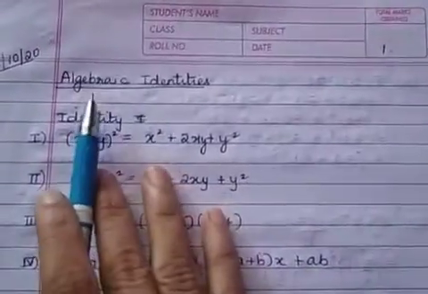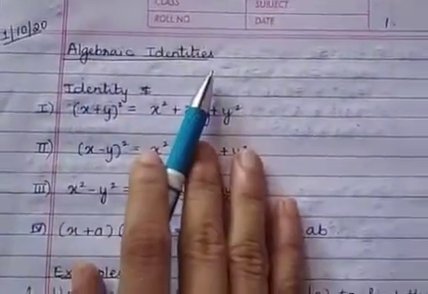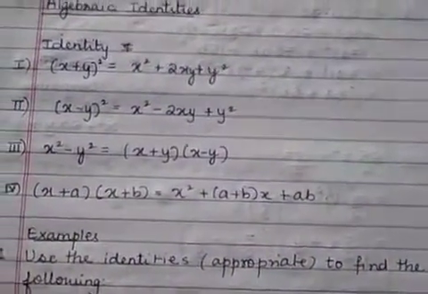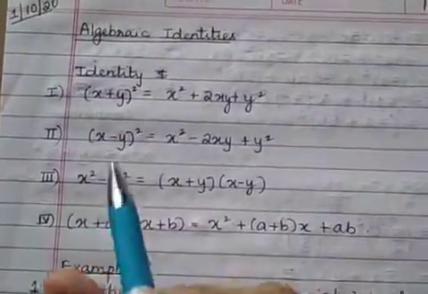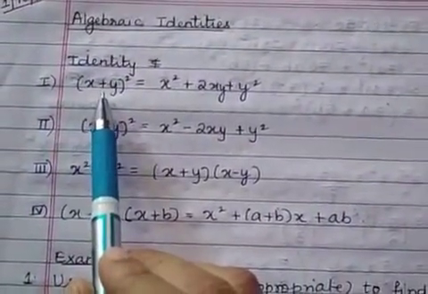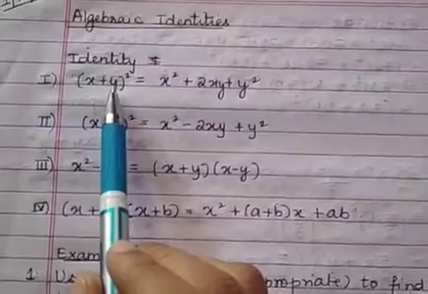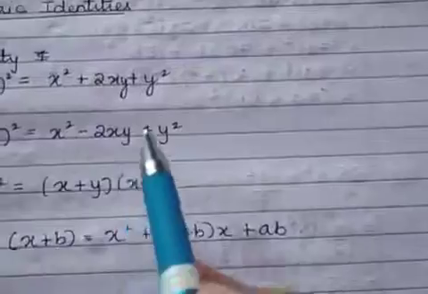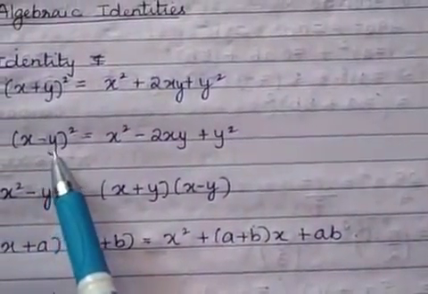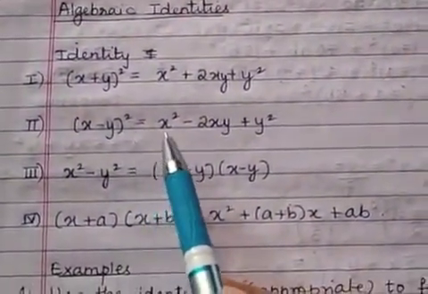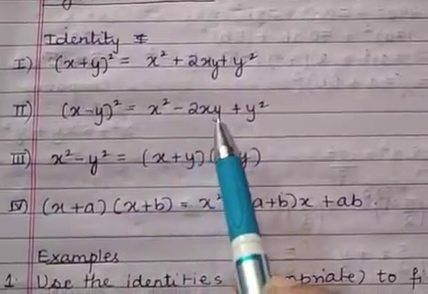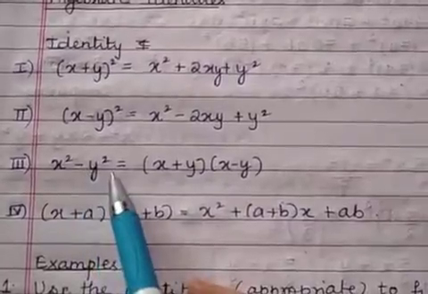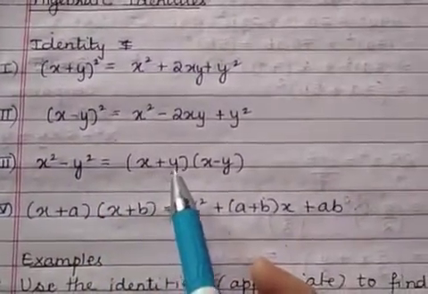In this video, let us learn some algebraic identities. There are some identities that you have already learned in your previous classes. For example, the first identity: (x + y)² = x² + 2xy + y². Then the second identity: (x − y)² = x² − 2xy + y².